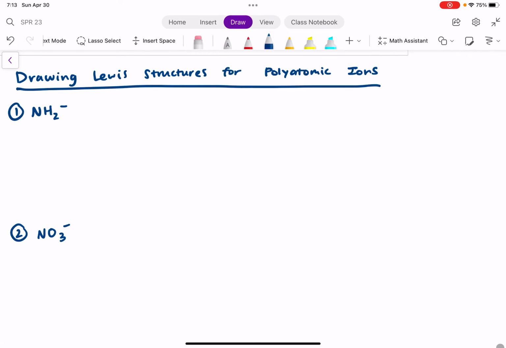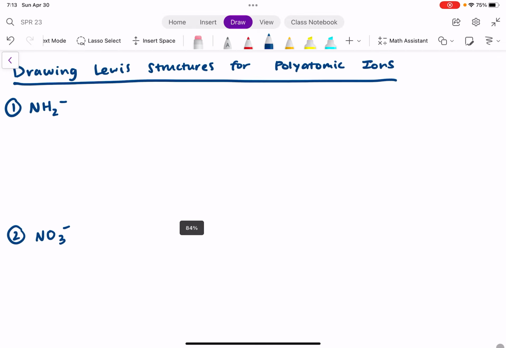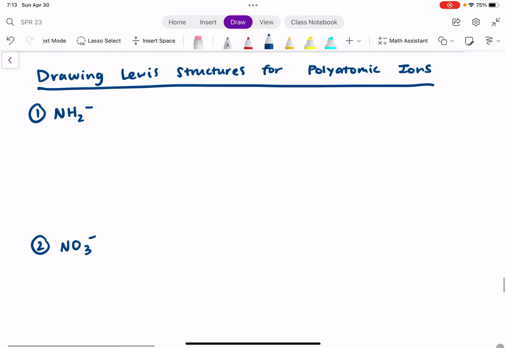In this video, we're going to learn how to draw Lewis structures for polyatomic ions, and then we're going to get into some more complex Lewis structures. So for polyatomic ions, remember, those are atoms that are bonded together, but they have an overall charge. So, drawing the Lewis structures.